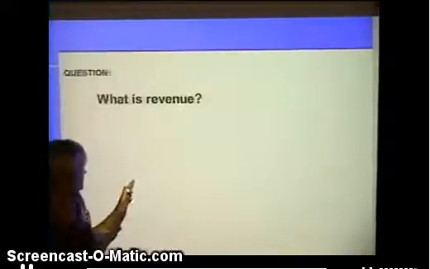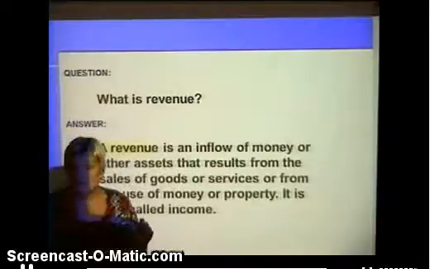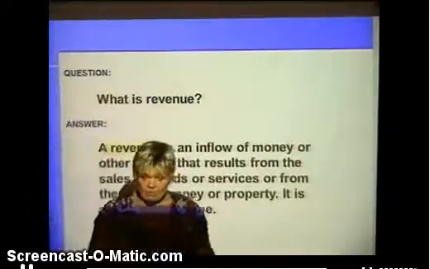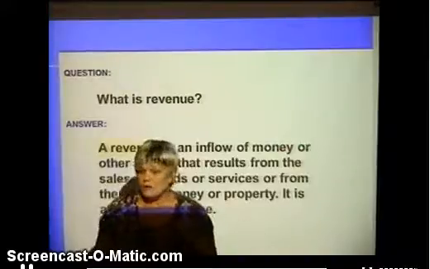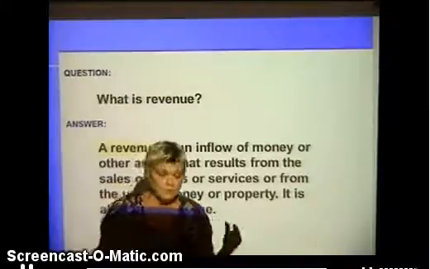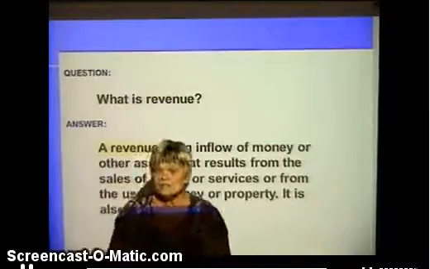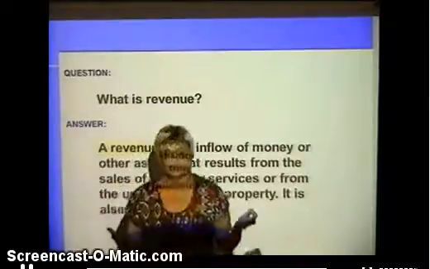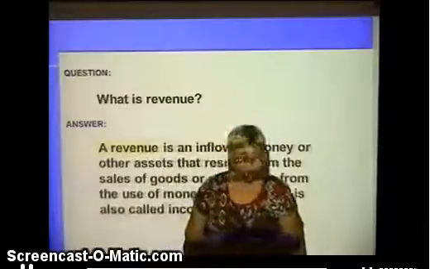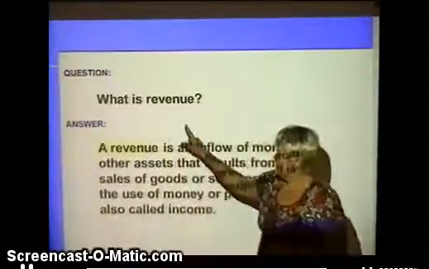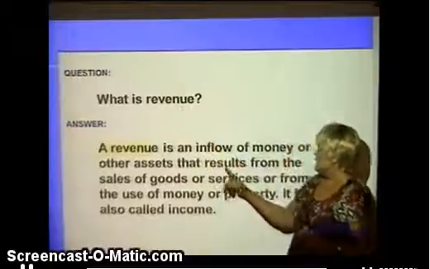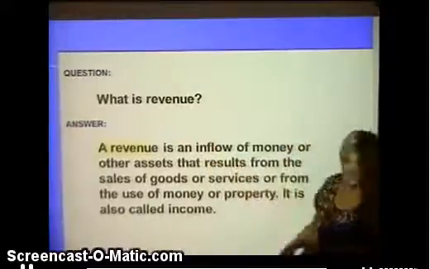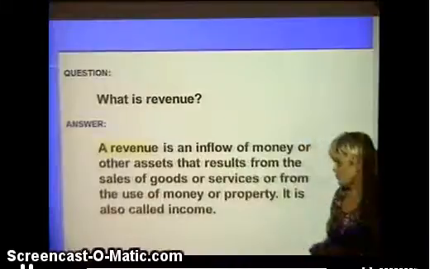Okay, so let's look at some equations. We've already looked at the assets, where we bought assets and sold assets, and where we paid on accounts payable, created accounts payable, created accounts receivable, bought supplies. So let's look at what happens when we start operating our business. And what we hope we get is revenue. Revenue is the inflow of money or other assets that come into the business as a result of our operations.